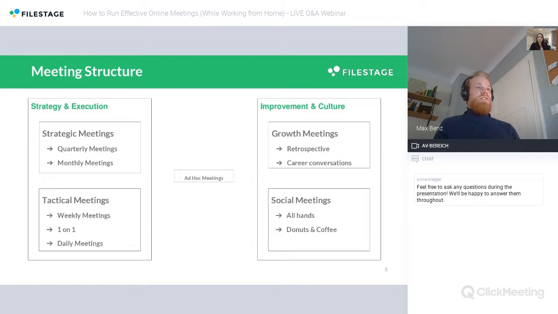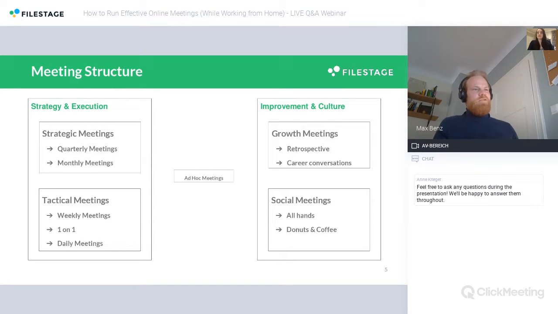Yeah, improvement and culture. Here we have these growth meetings. Retrospectives is what we're doing, to make sure that we're learning about things that are not going that well. We have career conversations, which goes into this part of personal improvement that I talked about before. And then we have all these social meetings like the all hands meeting, in which we're going to group up and meet up and share our achievements.